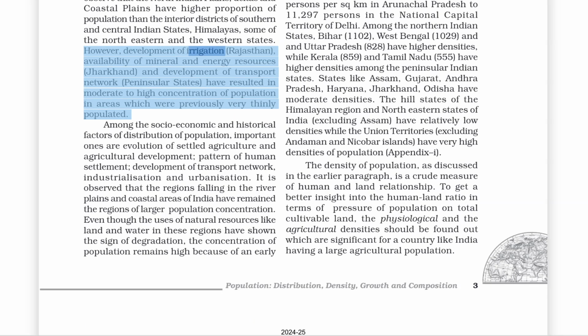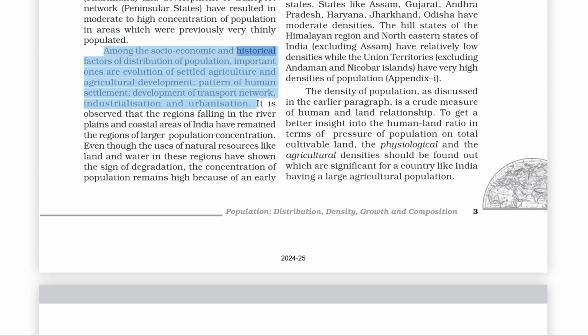However, development of irrigation, Rajasthan, availability of mineral and energy resources, Jharkhand, and development of transport network, peninsular states, have resulted in moderate to high concentration of population in areas which were previously very thinly populated. Among the socioeconomic and historical factors of distribution of population, important ones are evolution of settled agriculture and agricultural development, pattern of human settlement, development of transport network, industrialization and urbanization.